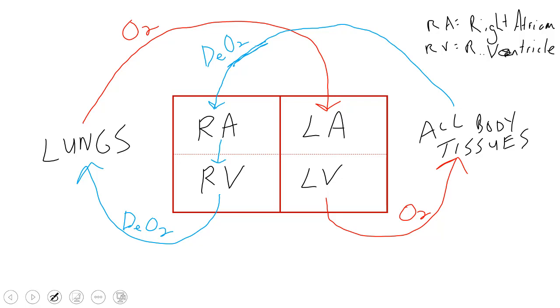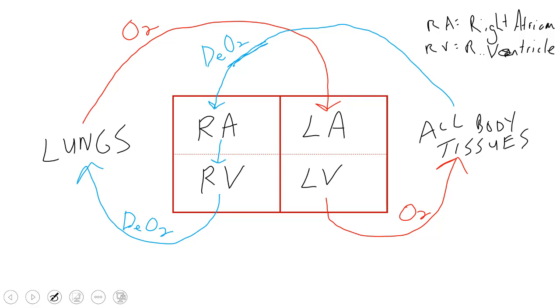So really the heart is kind of two pumps in one. It's got the right side that pumps to the lungs and back from the lungs, and the left side that pumps to all body tissues and back to the heart from all body tissues. In your SPOs, you'll look at what's called the two circuits, the systemic circuit and the pulmonary circuit.